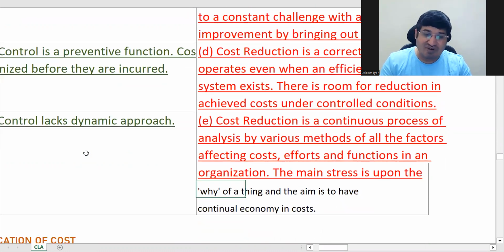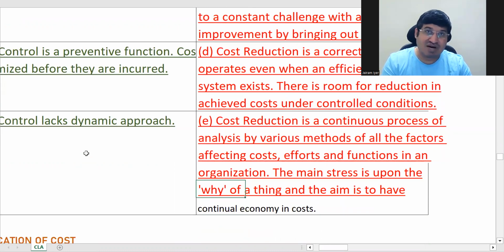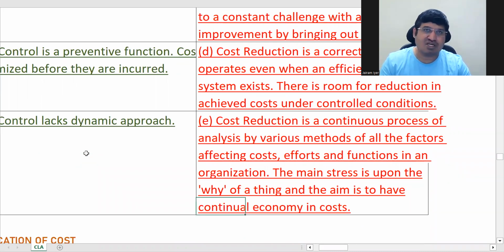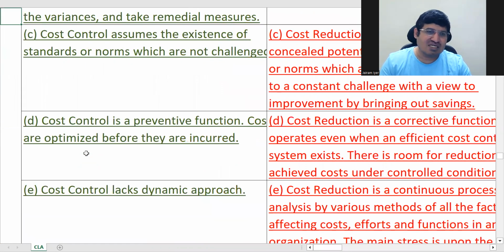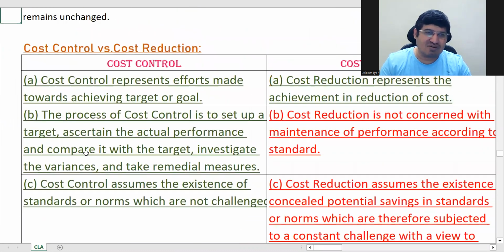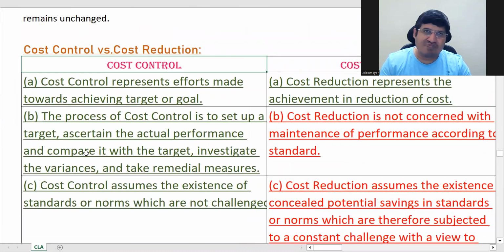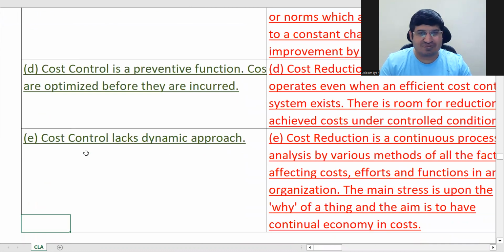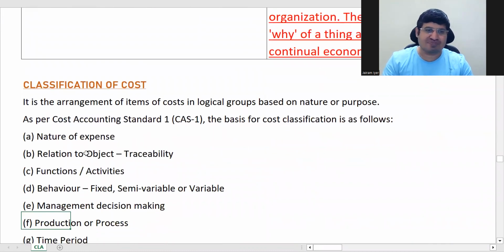Main stress is on the why of a thing. Why this much cost? Why not less? And the aim is continual economy. So these are basically the points you can easily write from your own mind, get four points out of your own, on cost control and cost reduction.